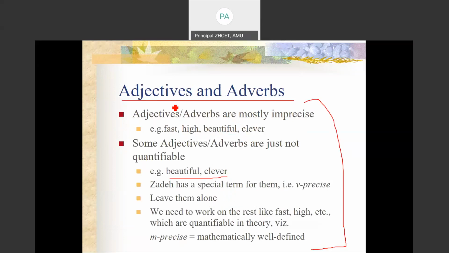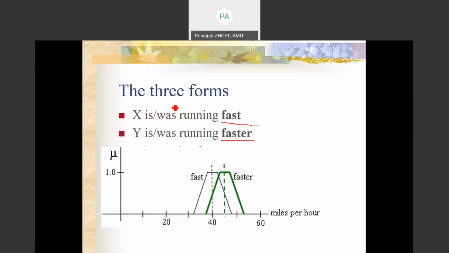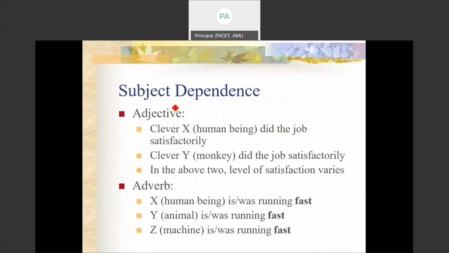If I say he is very beautiful, okay, so very becomes the adverb here. Beautiful is the adjective and very is the adverb because it further describes the adjective. The second could be the three forms: fast, faster, fastest. Okay, good, better, best, and so on.